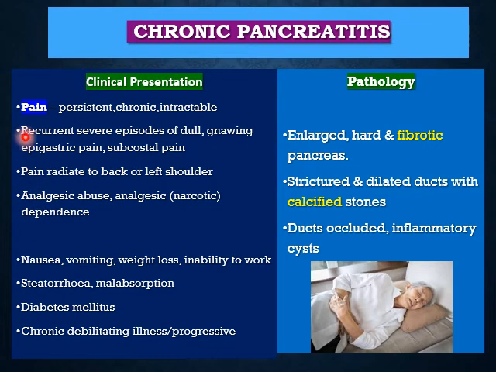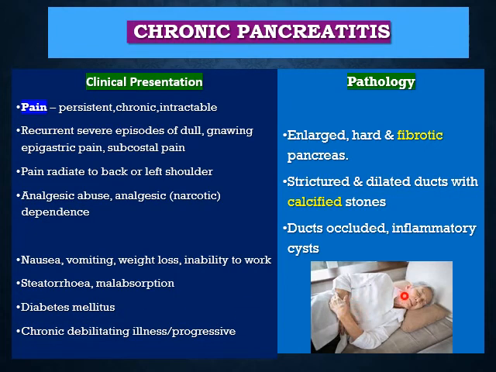The pain is recurrent attacks of severe pain, which is dull and gnawing, in the epigastric region and subcostal region. Pain may radiate to the back or to the left shoulder. Other symptoms include nausea, vomiting, weight loss, and inability to work. Most of these patients lose their job and become unemployed. Malabsorption and steatorrhea, diabetes mellitus, and the important thing about this disease is that it is a chronic debilitating illness which is progressive.